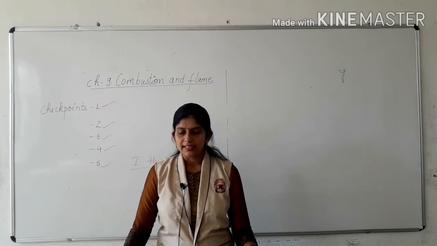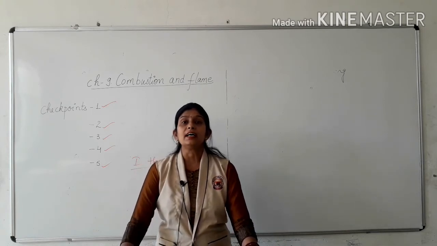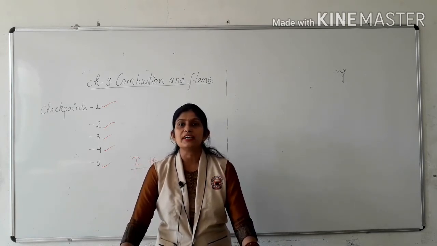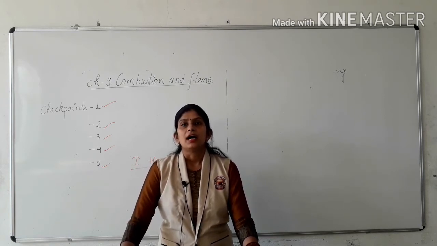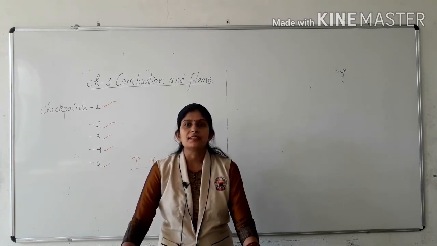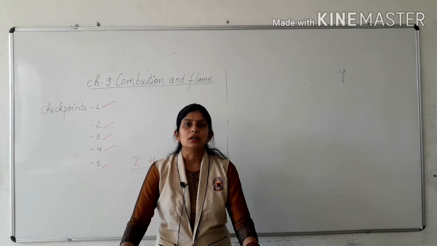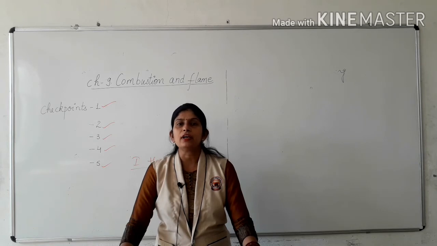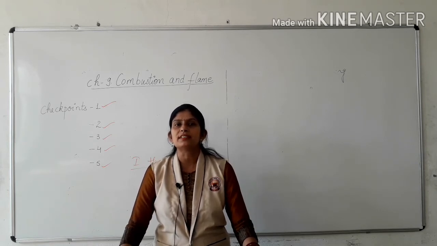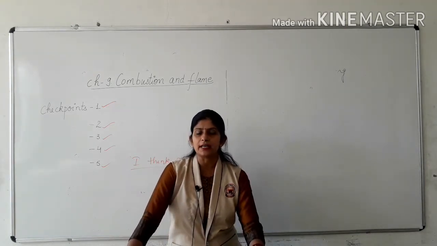Now question number 2. State the conditions necessary for combustion to take place. There are 3 basic essential conditions required for combustion to take place. First, availability of combustible substance. Second, presence of supporter of combustion, that is oxygen in the air. Third, attainment of ignition temperature at which the combustible substance catches fire. So these are the basic conditions required for combustion to take place.